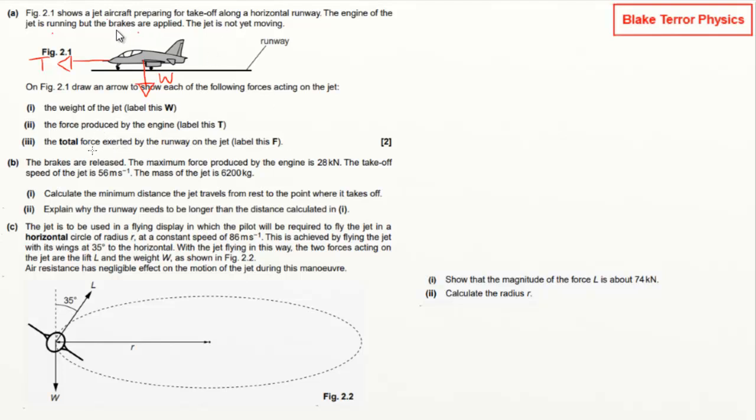And the total force exerted by the runway on the jet. This is an interesting one that sometimes catches people out because they get confused as to what the brakes are doing here. So let's think of the difference between the engine and the brakes. The engine is not self-contained to the jet. It is firing material out of the back of the jet, making the jet move forwards, all other forces being removed.